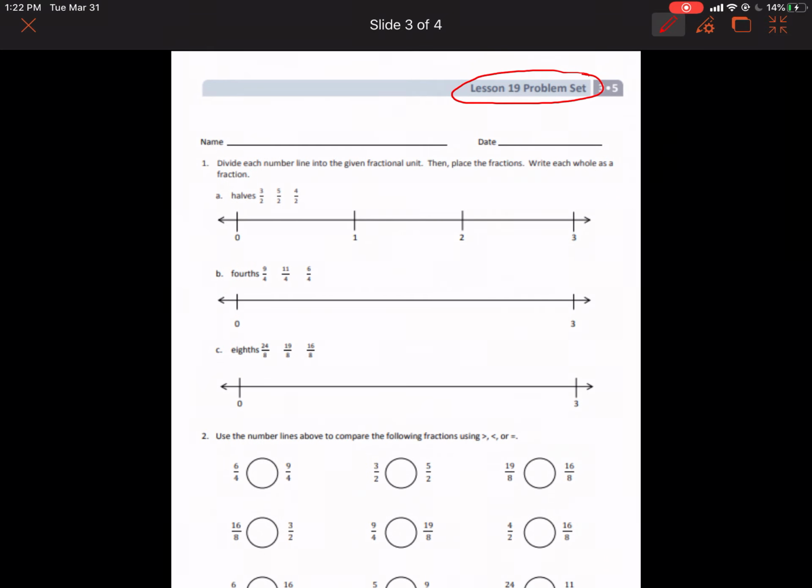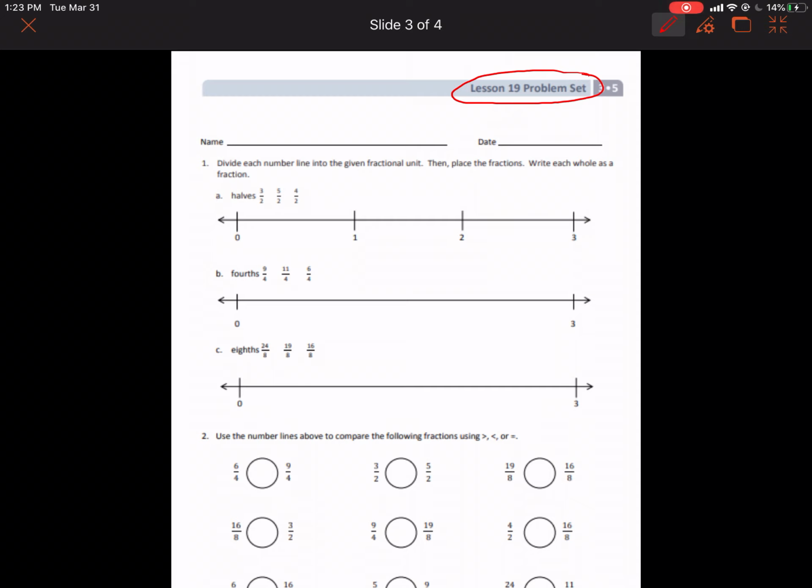Number 1, divide each number line into the given fractional unit. Then place the fractions, write each whole as a fraction. So before we even go any further, make sure that you're opened up to the lesson 19 problem set in your workbook. It's going to be towards the second half of your workbook. If you need to pause this video, please press pause and go get your book. Make sure your page matches mine.